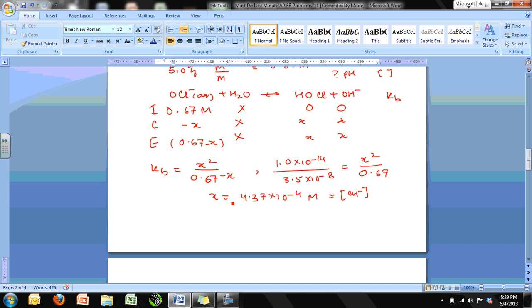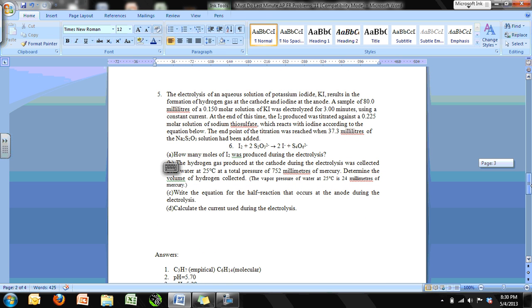And then once you calculate OH minus, you know H plus times OH minus is equal to 1 times 10 power negative 14. So because you've calculated OH minus already, you can calculate H plus that way. And if OH minus is x, then HOCl is x as well. So HOCl's molarity will be the same as OH minus, and OCl minus's molarity will be 0.67 minus this value. And then if you take the negative log of x, you get pOH. So 14 minus pOH will be pH. And that's how you do problem number 4.